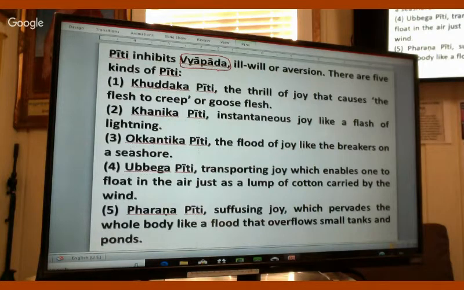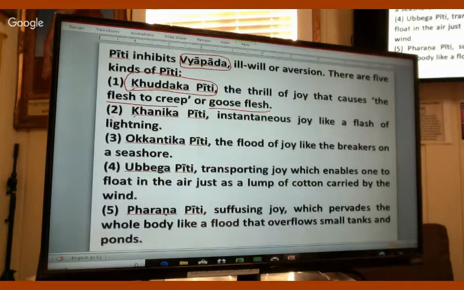Yes, of course. So there are five kinds of piti. If you practice any kind of meditation, you get that kind of piti. Number one is Khuddaka piti. Khuddaka in Pali means small, as in Khuddaka Nikaya and other usages like this. So Khuddaka piti means a small kind of piti, the kind that causes flesh to creep, or goose flesh. That kind of piti, maybe you have it sometimes when you practice meditation.